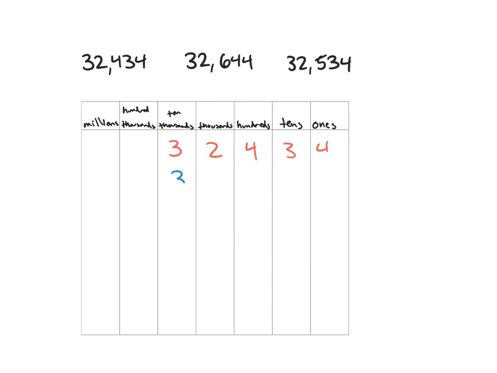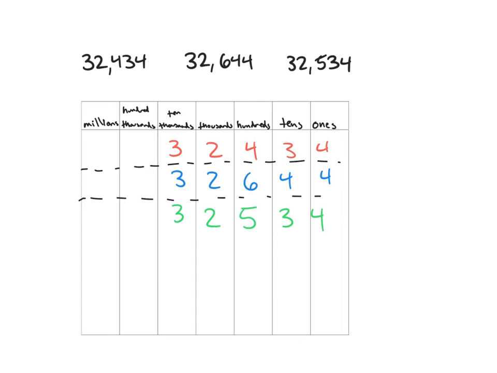So 32,434, 32,644, and 32,534. Going to put some dashed lines between the numbers so we can clearly see the difference between them, other than the colors, of course.